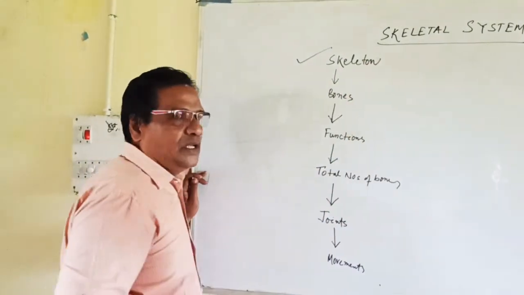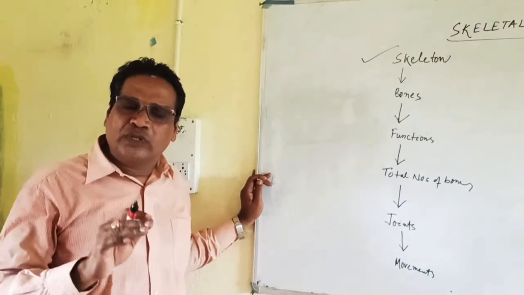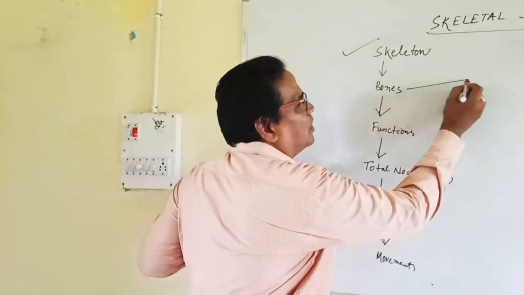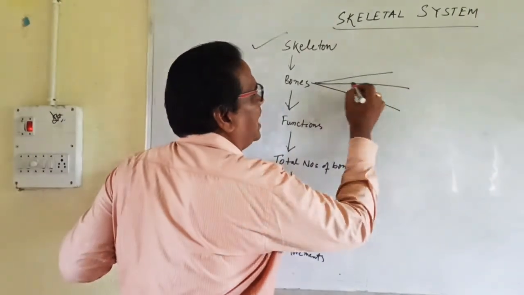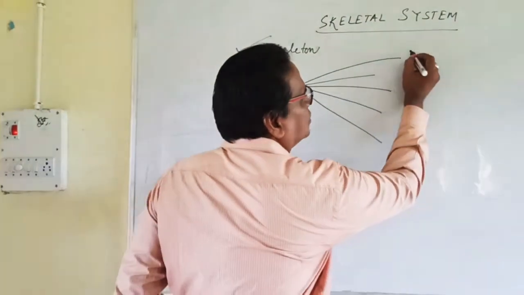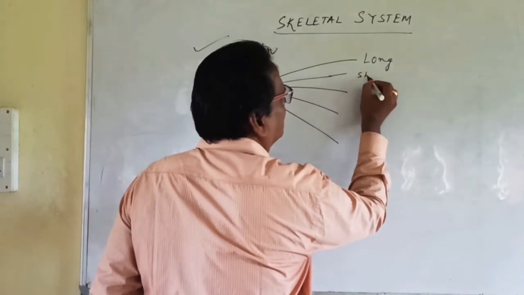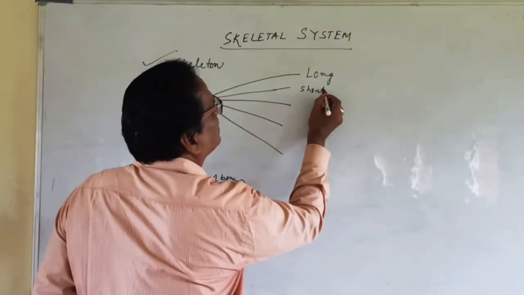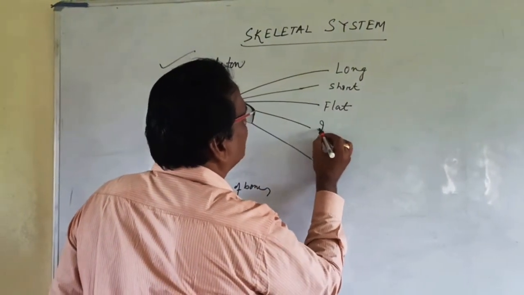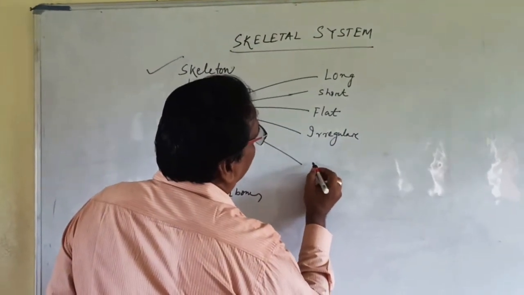So in your body, 206 bones are there. Each bone joins with the others, forming the skeleton. There are 5 different types of bones. First is long bones, then short, flat, irregular bones, and sesamoid bones.